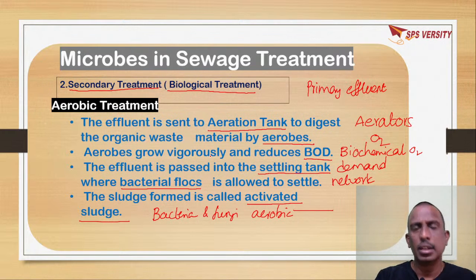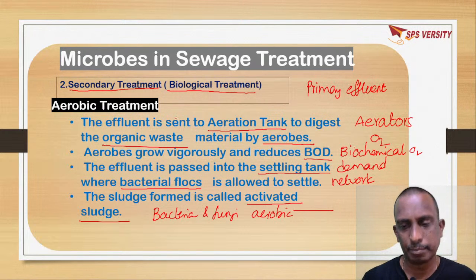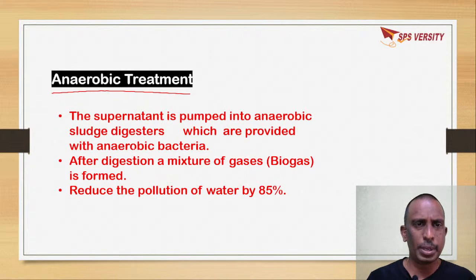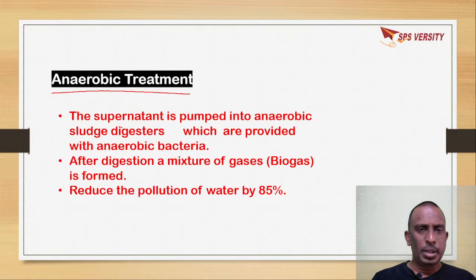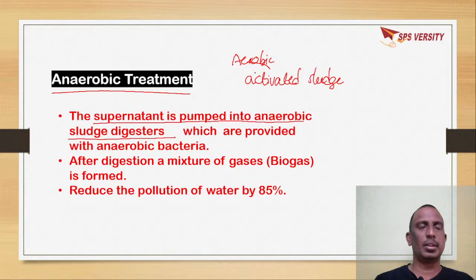So in the aeration tank, by aerobic respiration, organic waste is digested by aerobic bacteria and fungi. After aerobic treatment, the next step is anaerobic treatment. Whatever supernatant is present from the aerobic treatment is pumped into the anaerobic sludge digester. The bacteria and fungi that settled at the bottom, the flocks, that is the activated sludge, are sent back to the aerobic part. The supernatant goes into the anaerobic sludge digester, which has anaerobic bacteria.